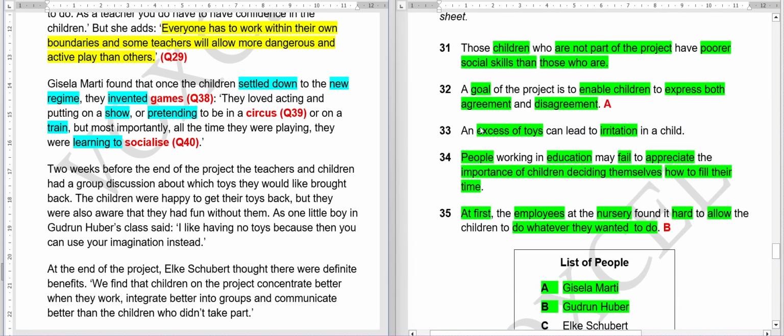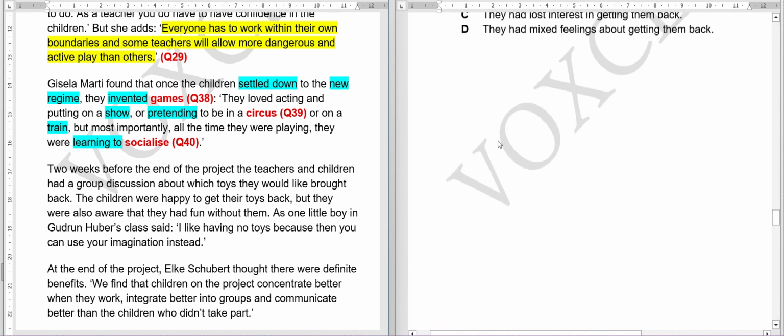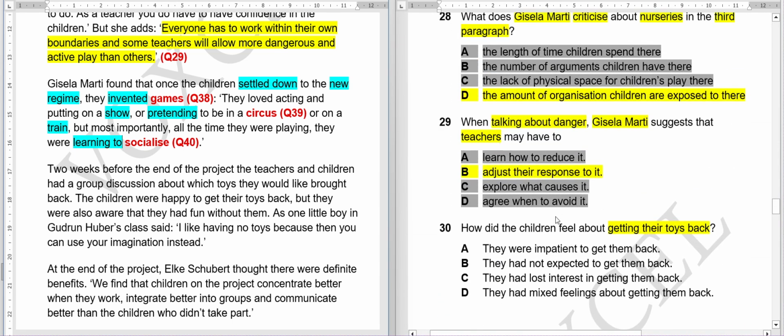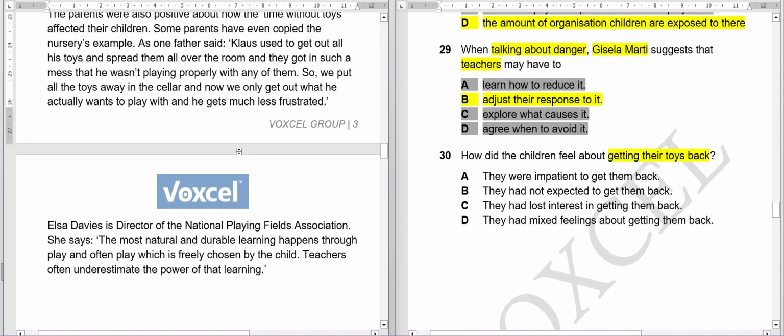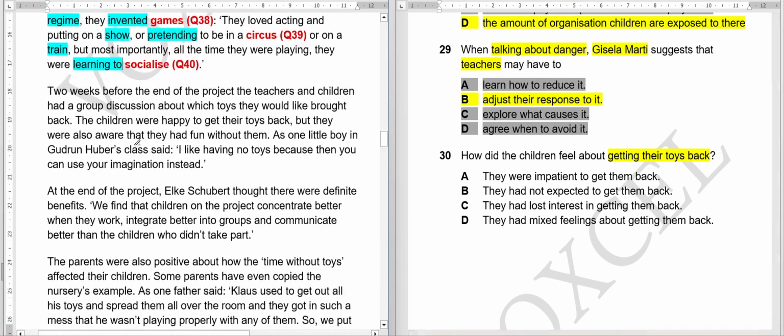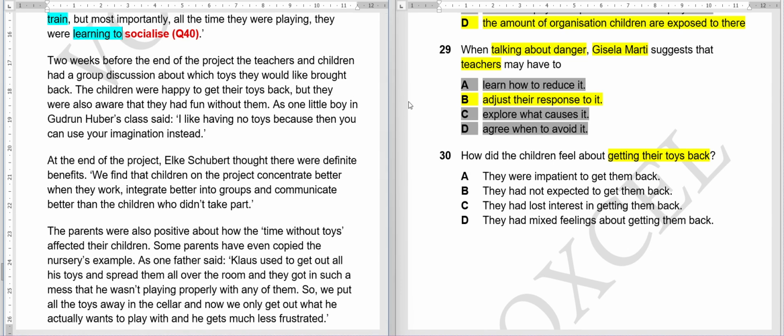So how many questions are left? 31, 33, 34, and 30. So we have these four questions left. This is our paragraph. Now we're going to read this next paragraph. Two weeks before the end of the project, the teachers and children had a group discussion about which toys they would like brought back. Okay, now we are bringing toys back.